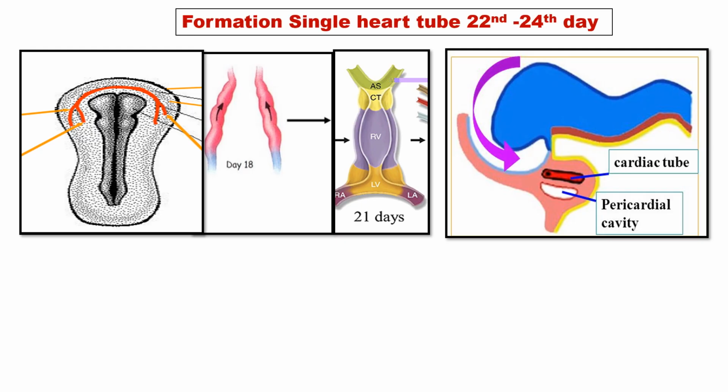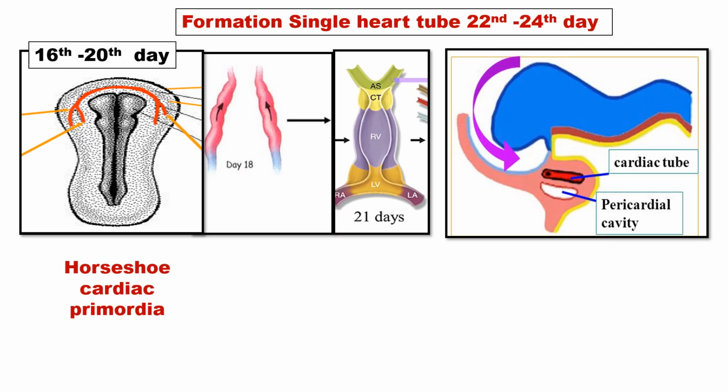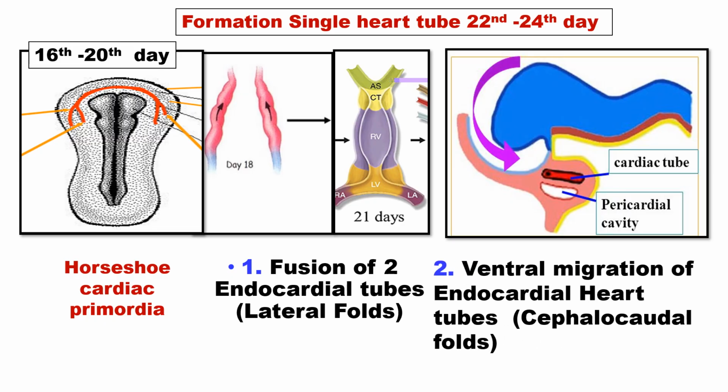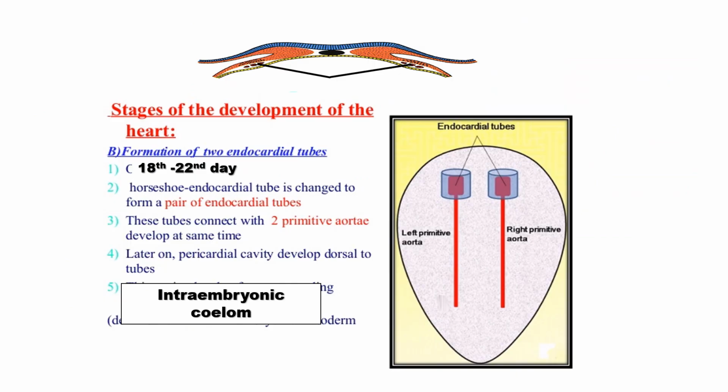To start with, the formation of the single heart tube: initially it's a horseshoe-shaped cardiac primordium, later there is fusion of the two endocardial heart tubes, which occurs with the lateral folds around the 22nd to 24th day. At the same time, there is a ventral migration of the endocardial heart tubes to the cephalocaudal folds. Coming to the important stages of the development of the heart tube.